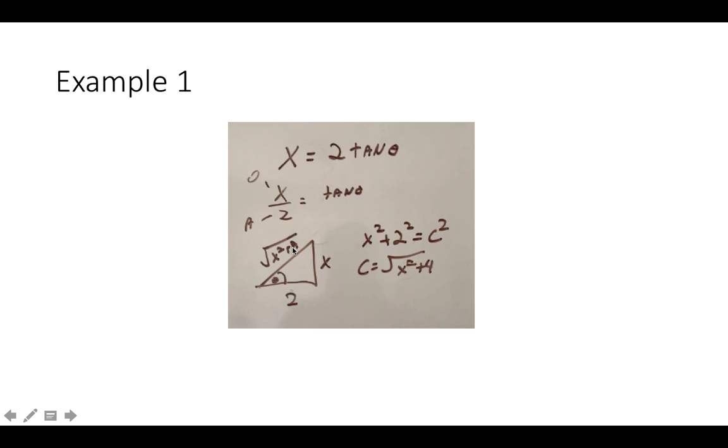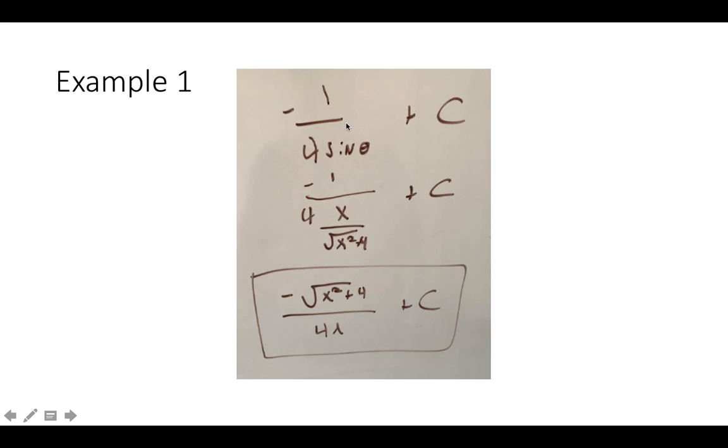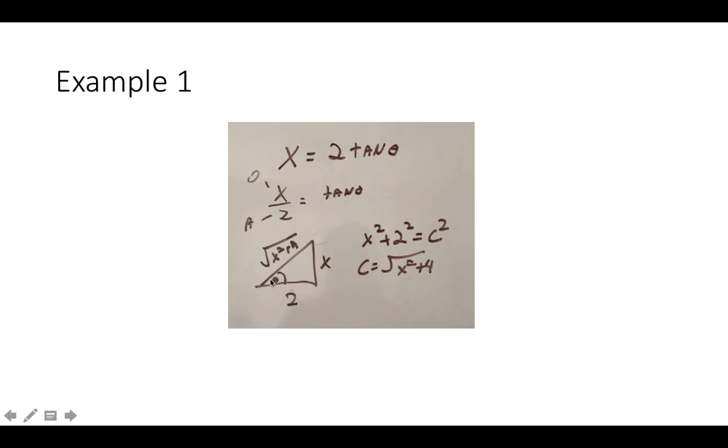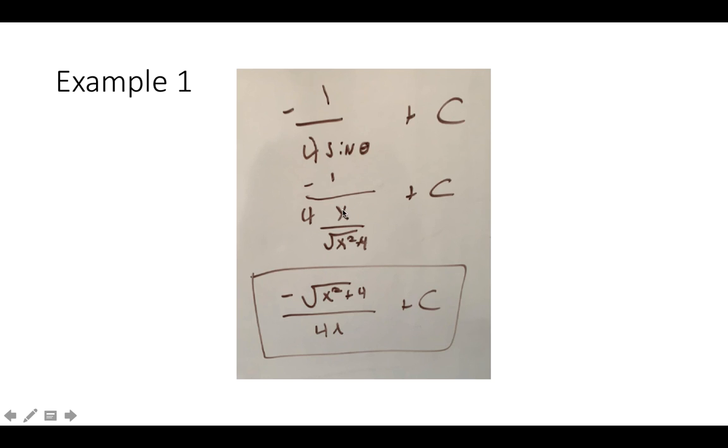Our hypotenuse is the square root of x squared plus 4. Since we're dealing with sine theta in our original solution, we have to change sine theta into x's. We know that sine theta is the opposite over the hypotenuse, so we insert opposite over hypotenuse, and then we algebraically manipulate our problem, and this gives us negative square root of x squared plus 4 divided by 4x plus c. And that is how you would solve this problem.